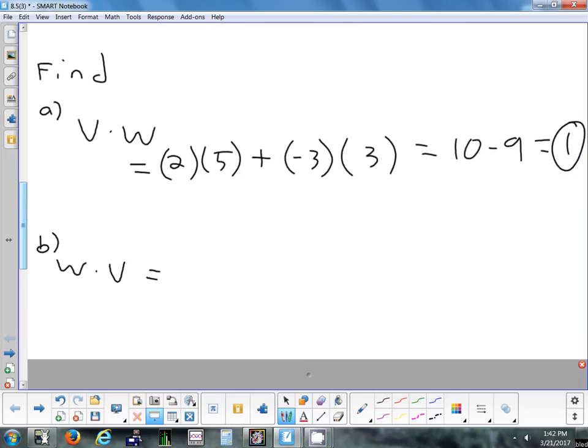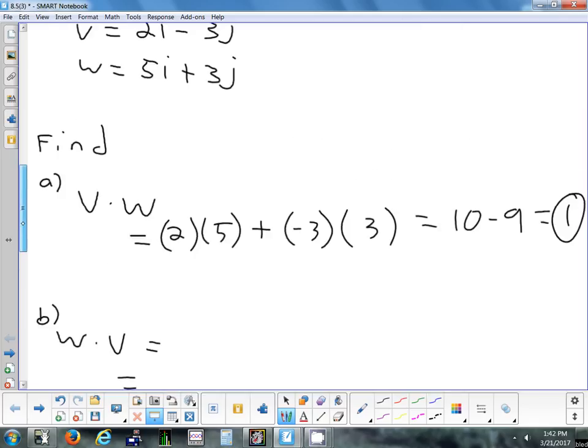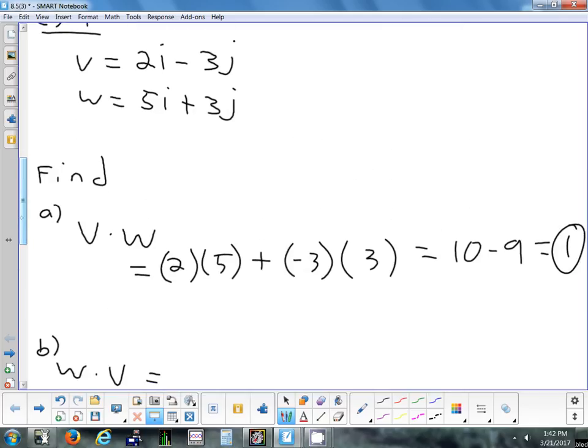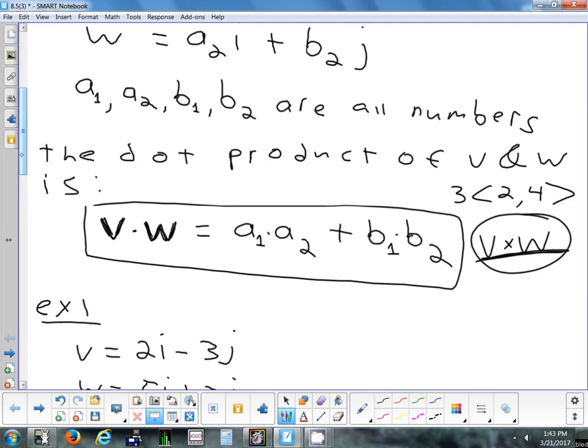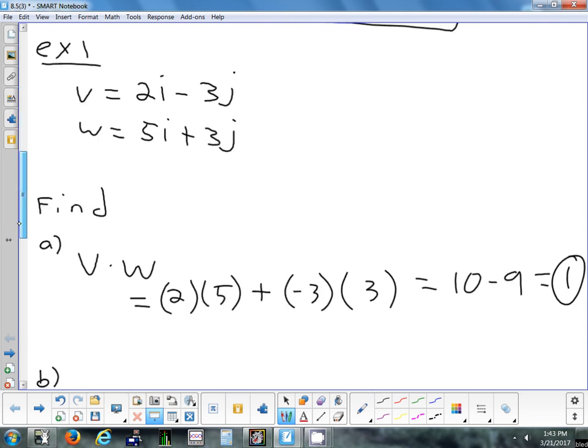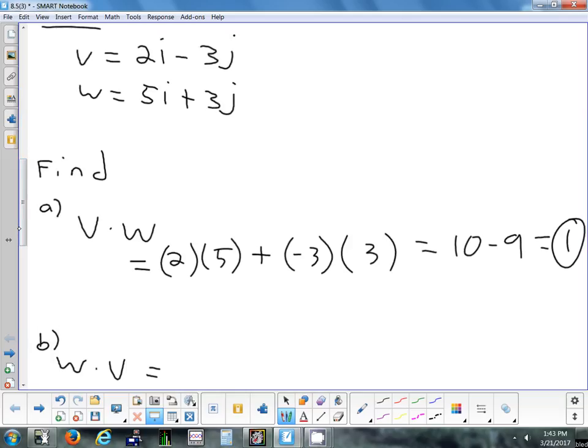Now let's switch it and write it as w dot v, and see what happens here. How would I write the calculation if I want to do it in that order? W dot v. Negative 3 times 3 plus 2 times 5? Not if we're going to follow that formula. It wouldn't quite be like that. It would be 5 times 2.